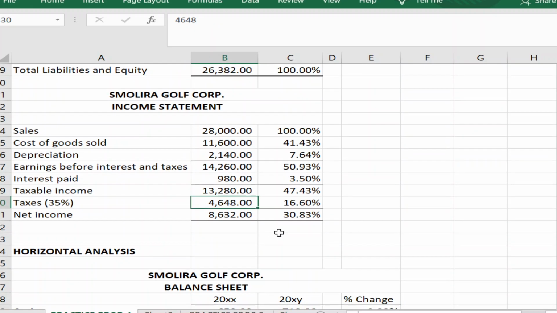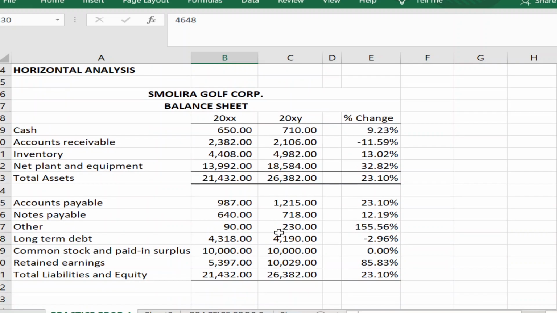Okay. And now let's see the horizontal analysis. So if we compare last year to the current year, this is the percentage change. If we compare this solution with the first example I provided, wherein you can see 100%. If you can recall the CS company, we got the percentage by dividing the current year, which is 20xy, by the past year, that is 20xx.